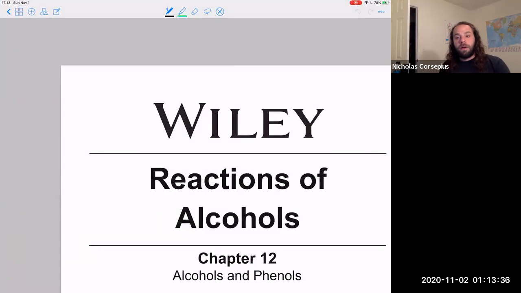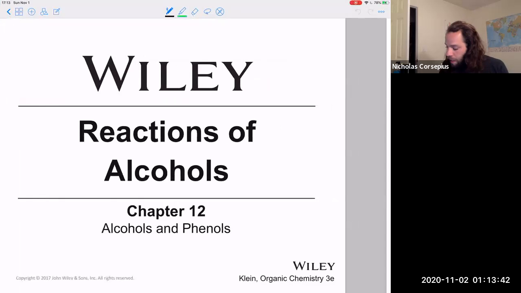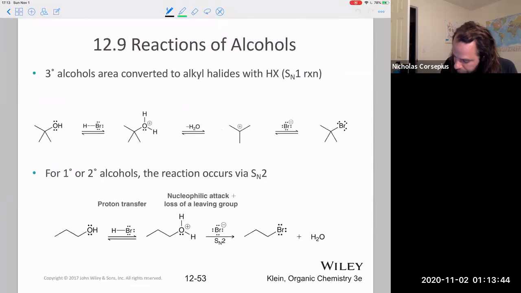All right, so now let's talk about reactions that we can do starting with alcohols. The first one that we're going to study is how to convert alcohols into alkyl halides, and this is very similar to how we converted alkyl halides into alcohols.